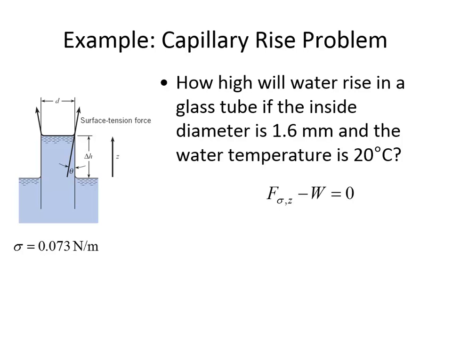So we've got a glass tube. The diameter here is 1.6 millimeters. So what is the weight of the water that's above this water line here? How can we find that, the weight of the water?